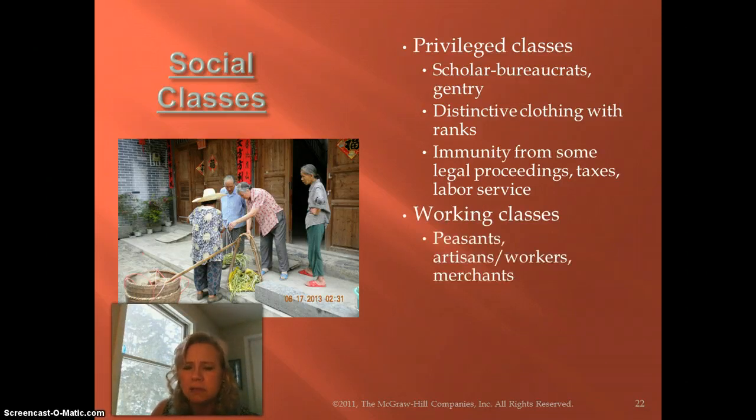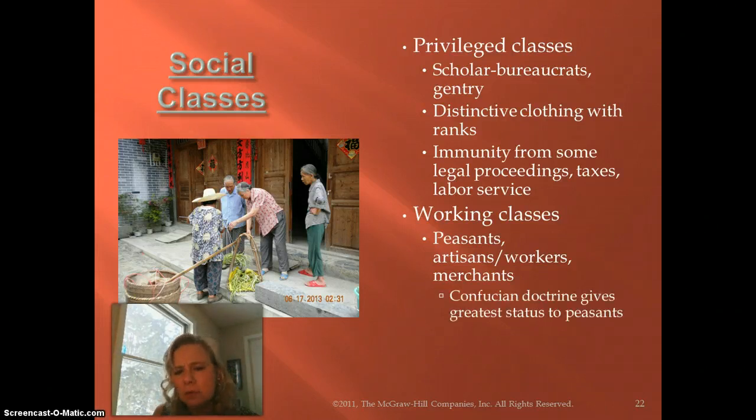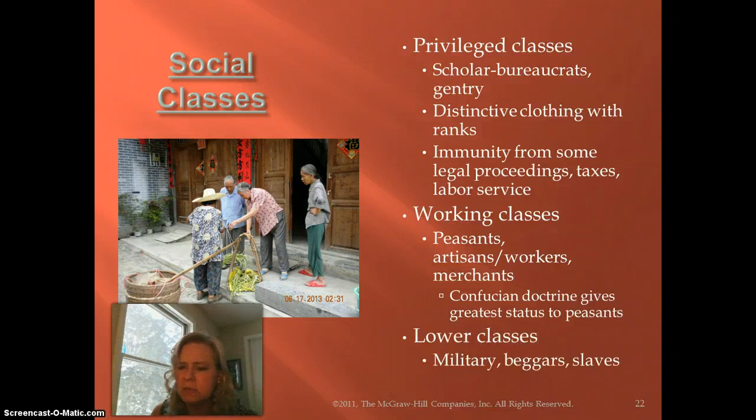Now, the working classes, I picture them very much like the picture I took here at a small village in southern China. This woman was walking down the street carrying a bamboo pole on her shoulder and selling beans. Those who worked the land were highly valued in Confucian society, and so there was no shame in being a peasant. At the bottom, we're going to have the military, the beggars, and the slaves.